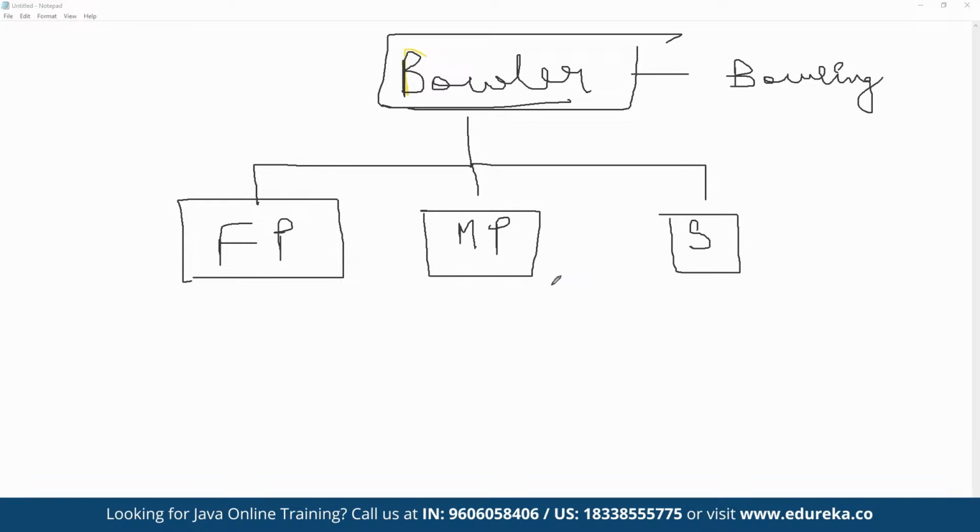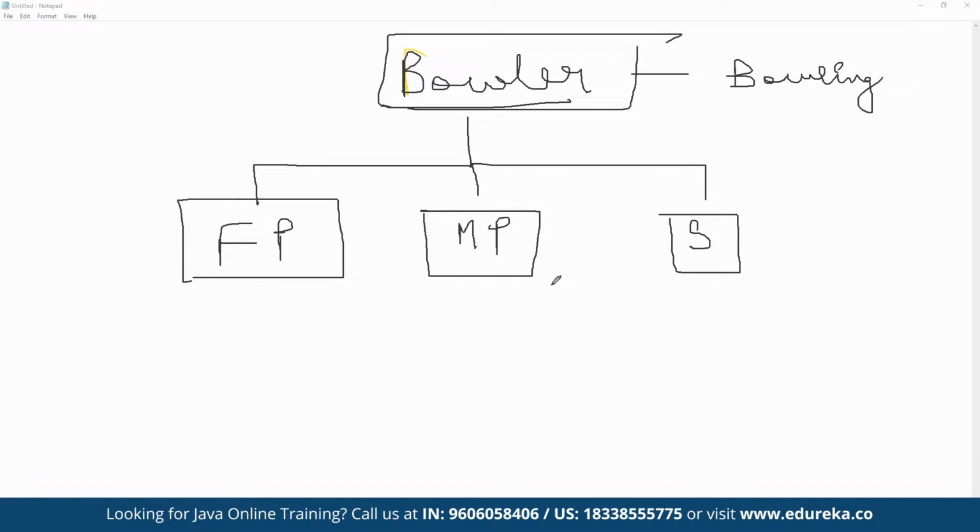Now, as we all know, a fast bowler will bowl differently as compared to medium pacers and spinners in terms of bowling speed, because the entire way they bowl is completely different. Similarly, a medium pacer's implementation of the bowling method is also going to be different. In the same way, a spinner also bowls differently, correct?